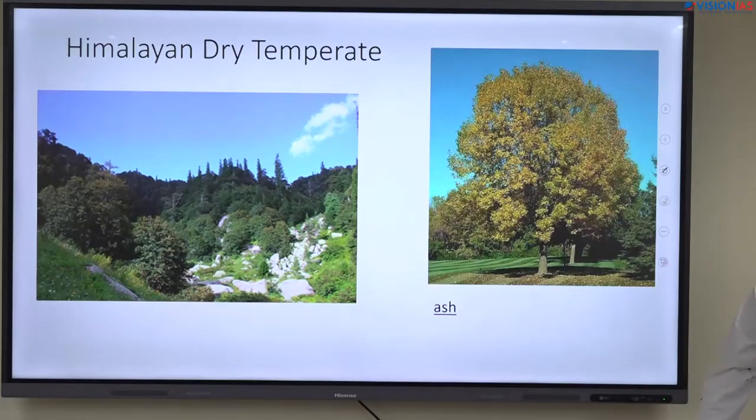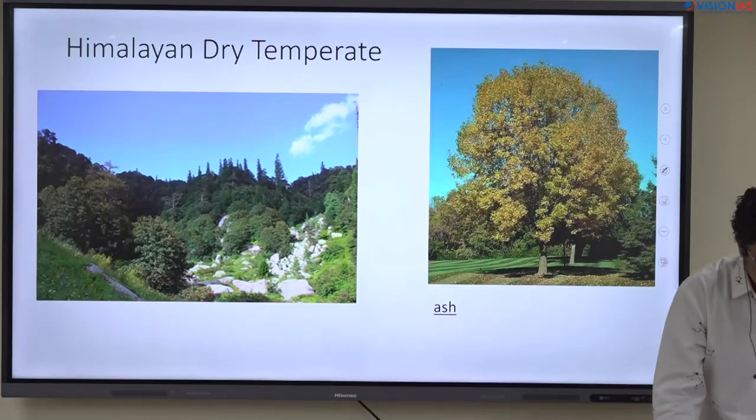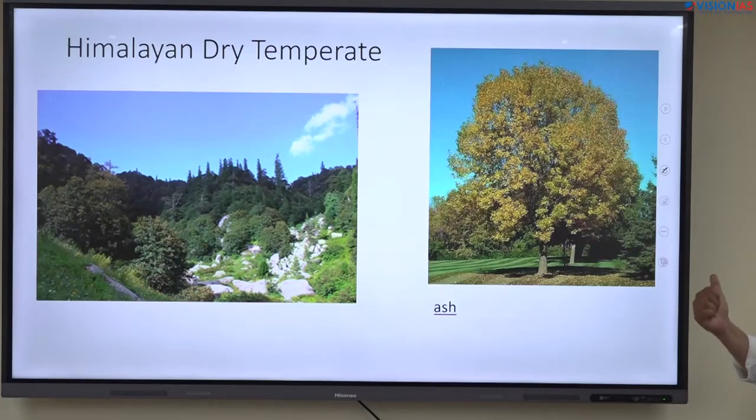And average temperature is quite low. It even goes to single digit, 5 to 16 degrees Celsius. Because of the heavy snowfall, cold conditions are there. Ash is the major species, ash tree is the major species of this. Go to page number 5, put a tick mark on category number D. Mountain temperate.